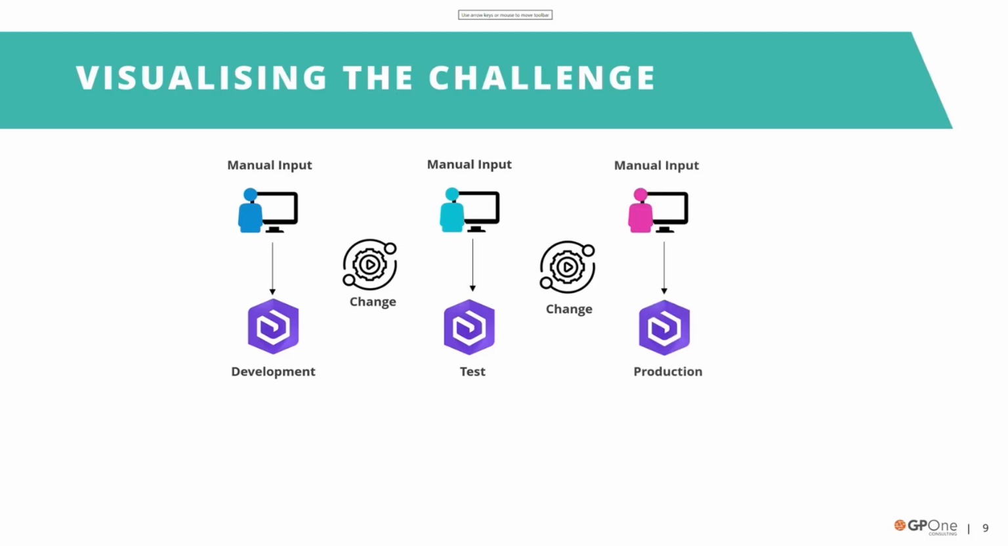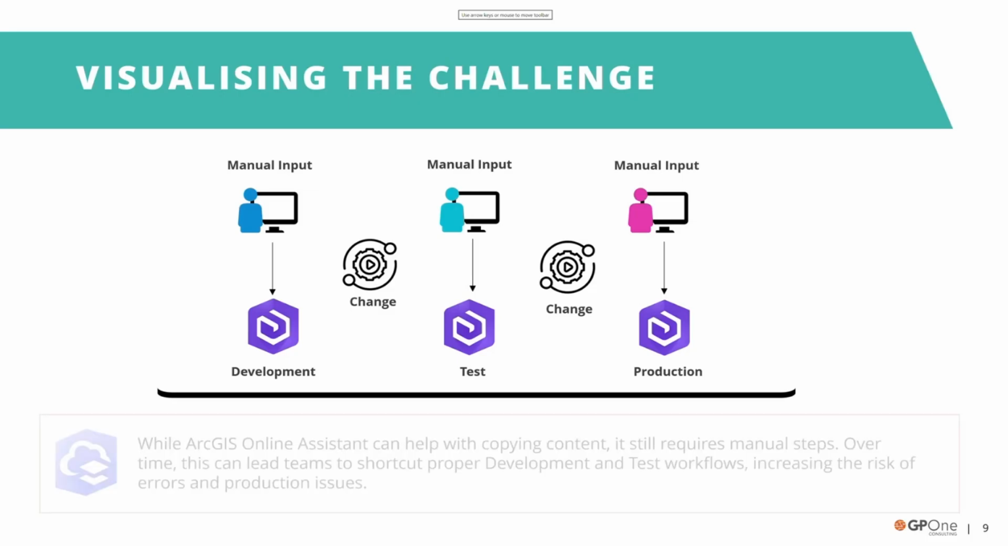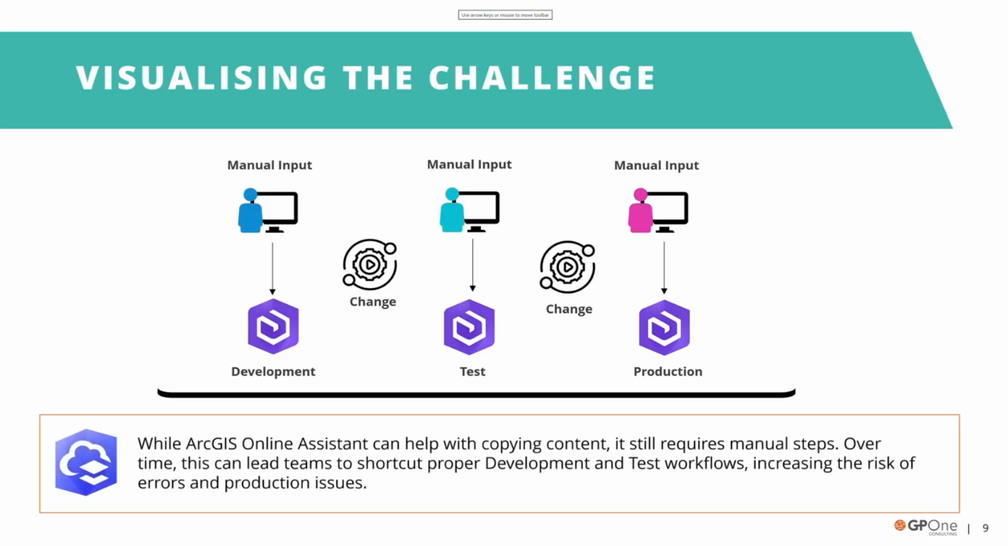Again, the same manual steps are repeated, often under time constraints. Because production is live, any mistakes here have an immediate impact. And if something goes wrong, rolling back isn't simple because there's no guaranteed record of how exactly each environment was set up.